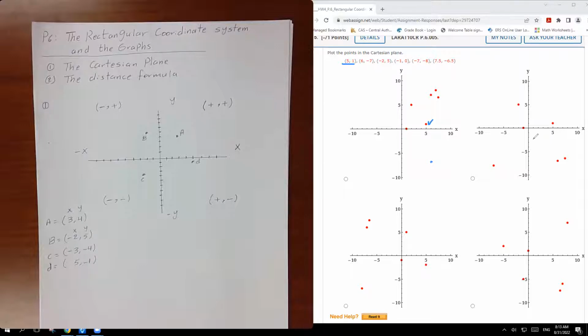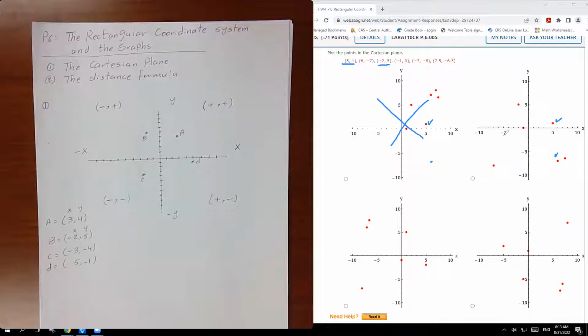If you look to the second graph, the first point is exactly the right one. X is 5 and Y is 1. The second point is 6, 7. That means this is the wrong choice. Go to the second one. The second point is 6, -7. Here is 6 and Y is -7. Here is the point. So this is right. Second point is right.